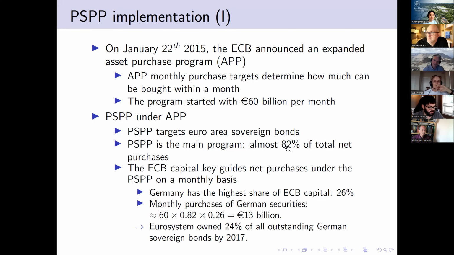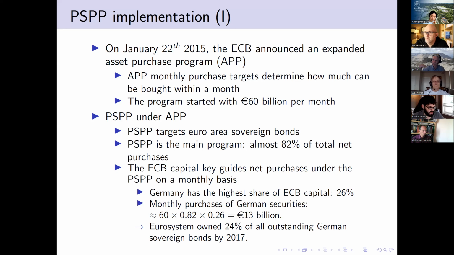And of that program, the largest share is the German sovereign bond purchases, because essentially the ECB is committed to buying the public sector bonds according to the so-called capital keys, which is how much every European country owns as shareholder in the ECB. Germany has the highest shareholding, 26%. That means that, of these 60 billion, 82% were purchased in the form of sovereign bonds, and 26% of those were German. So this meant buying approximately 13 billion euros.